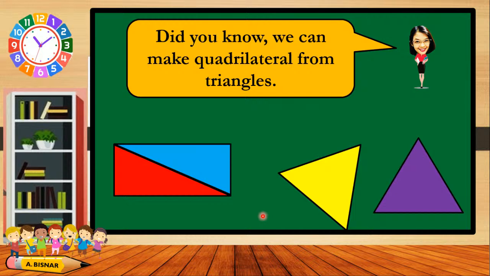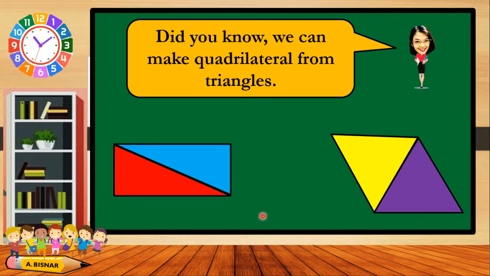So, ayun, pinagsama natin yung red and blue. And then, we formed a quadrilateral. How about with the other one? So, we also formed a quadrilateral. So, as you observe, having 2 triangles, you can make a quadrilateral. From what we have defined before, quadrilateral has 4 sides, 4 angles, and 4 vertices. So, let's try to use one figure.